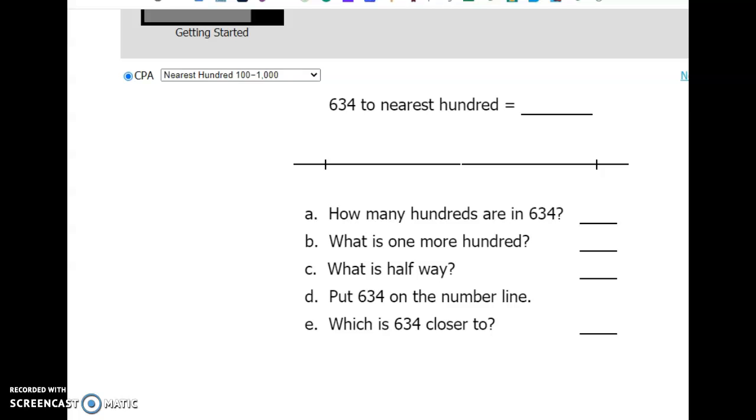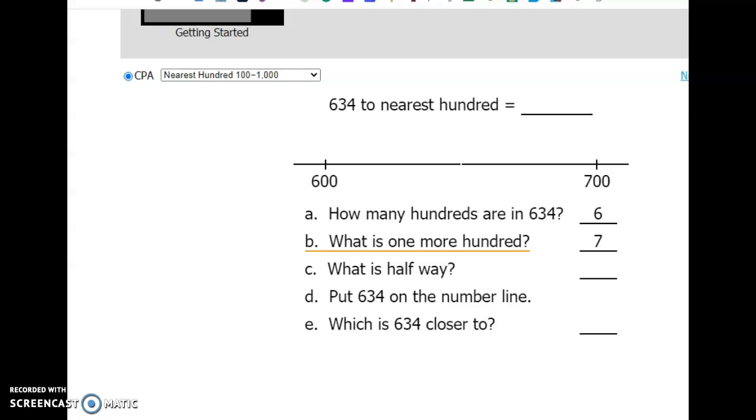So I'm going to ask myself, how many hundreds are in 634? And there are 6 hundreds, and on the number line, we write its value. So my first number is 600. What's one more 100? It's 700. And on the number line, I'm going to write the value of 700. So now I want to know what is halfway.